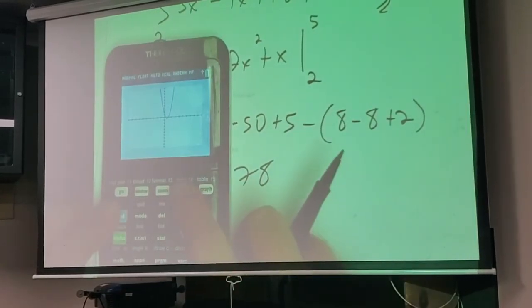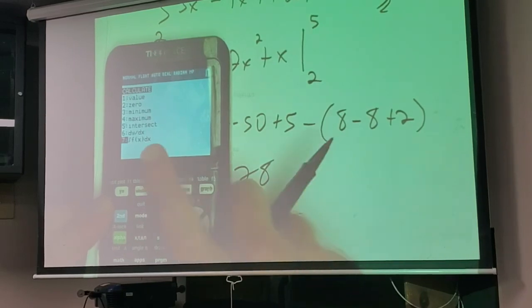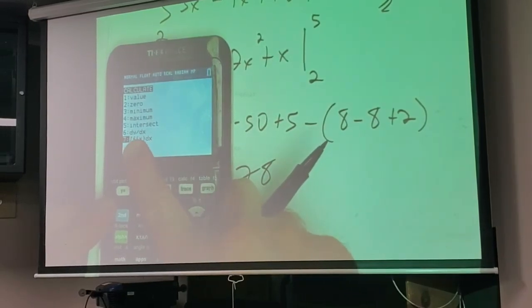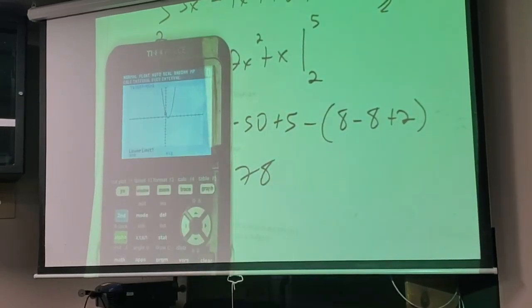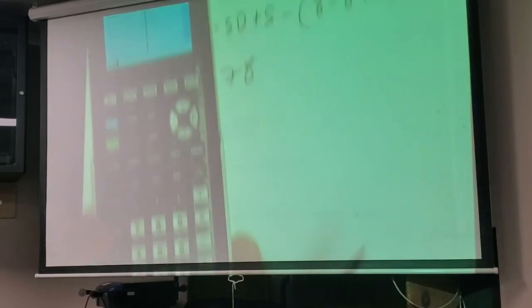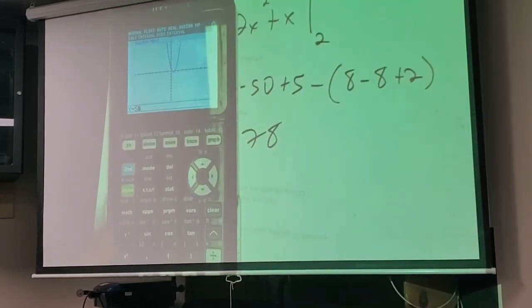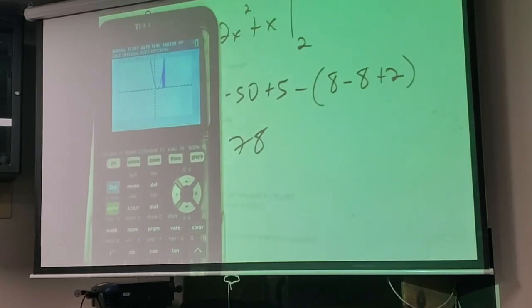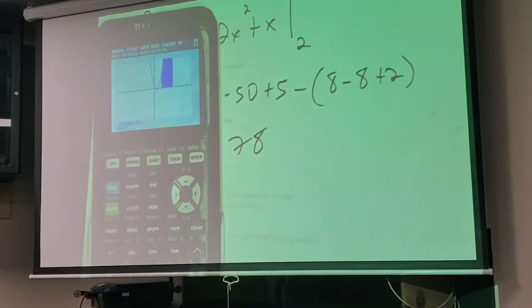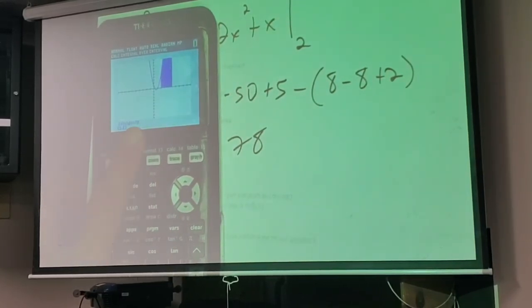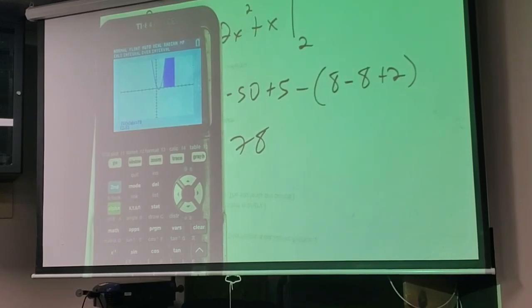All right, so now let's do second trace to go to calc. And I want to calculate the integral. It's going to ask me for a lower bound, so I'm just going to hit the number 2. On the upper bound, I'm just going to hit 5. And then it's going to actually show me the area. And thankfully, it's 78. Right? This is a beautiful way to check your work. Yes? It's kind of nice, right? Okay.